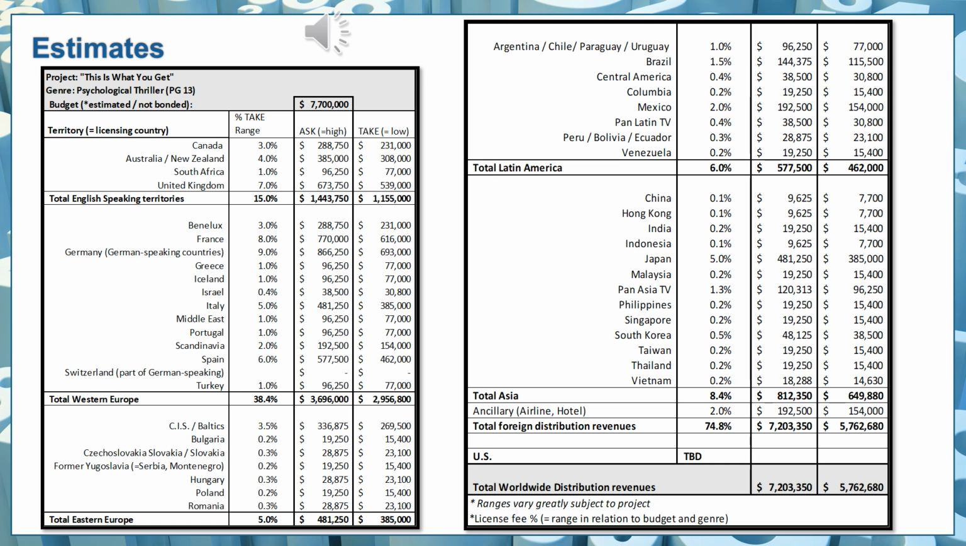We have our international ask at 7,203,350 and the take at 5,762,680. The US is not in here because we're planning a studio release, so we're not estimating what the US would look like. Normally we would have a number here, but given the way we are releasing this movie, that's not the case.